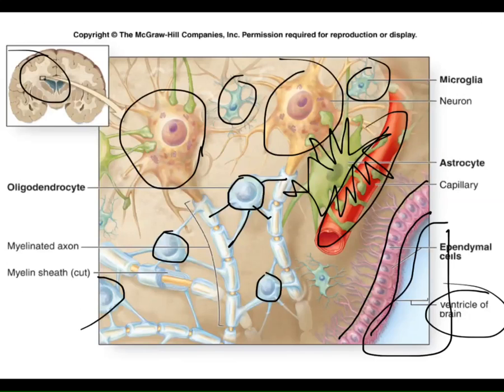But we see a very different architecture here, right? Oligodendrocytes look different than Schwann cells. They do the same job, but they look quite different. So those are your four different glial cells along with the neurons. Again, this is CNS. You're in the brain.